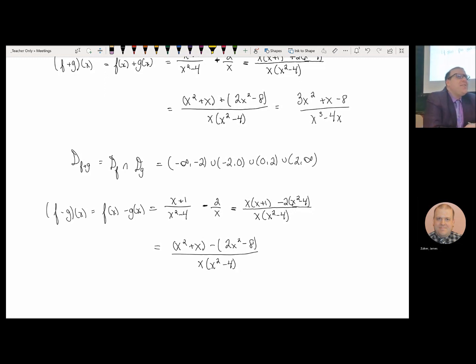Because that's the only thing that's going to change, right? That plus is a minus. All the other work is the same. Of x squared plus x plus 8.